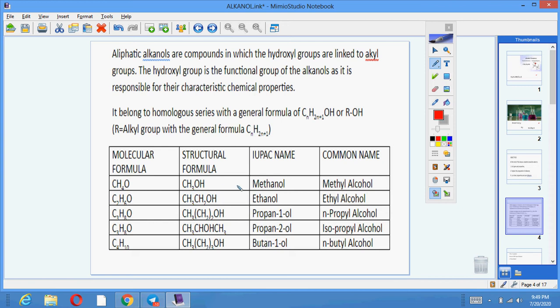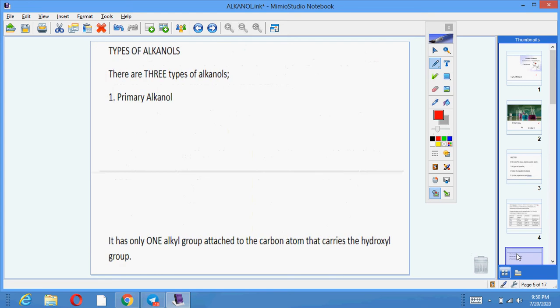The members are methanol, CH3OH; ethanol, C2H5OH; propanol, C3H7OH; butanol, C4H9OH, and so on and so forth. Types of alkanols: there are three types of alkanols. Primary alkanols are represented this way.